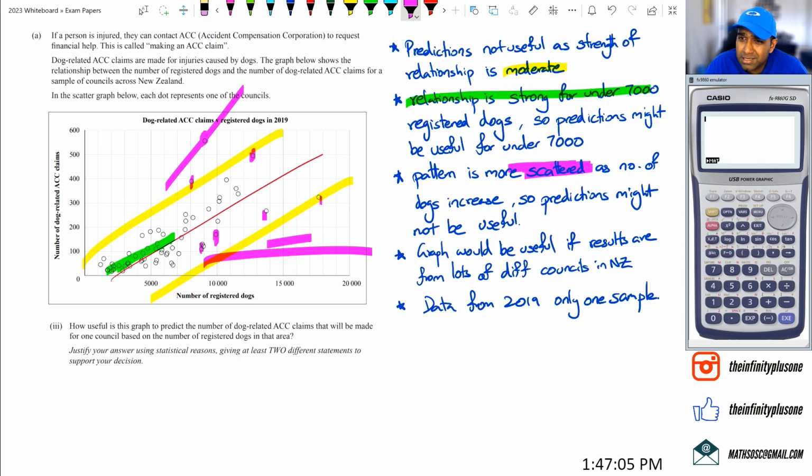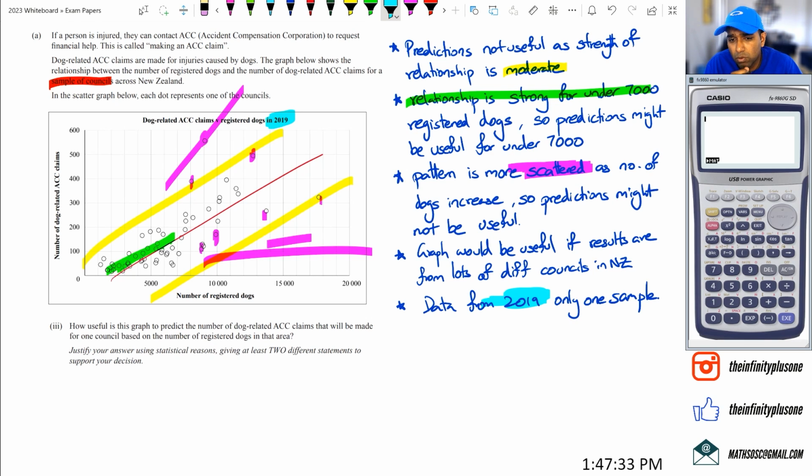A couple of other things that we can notice is that we were told that this was a small sample, a sample of councils. Now, if we have a lot of councils from around New Zealand, that might help us be a bit more accurate, a bit more confident with our predictions. And the last point that's worth remembering is that this data is actually from 2019.